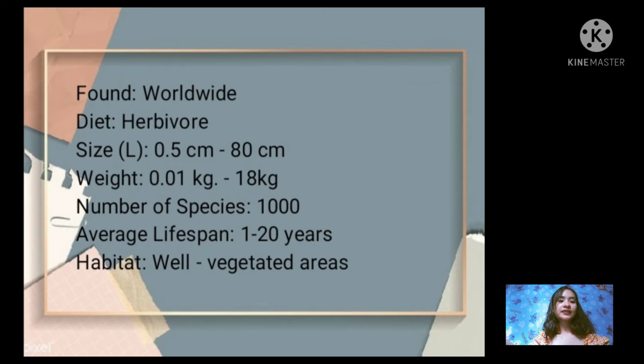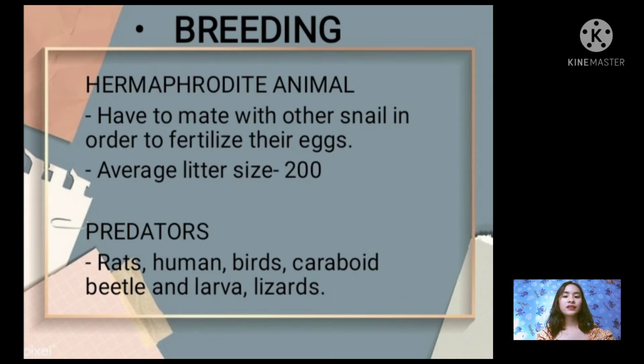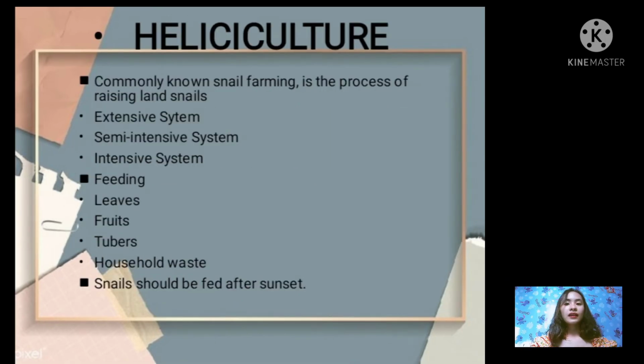well-vegetated areas. Breeding, hermaphrodite animal. They have to mate with another snail in order to fertilize their eggs. Average litter size is 200. Predators are rats, humans, birds, carabid beetles and larvae, and lizards.